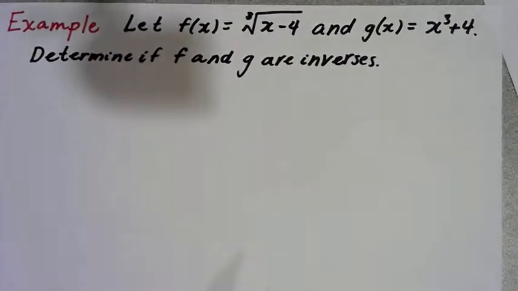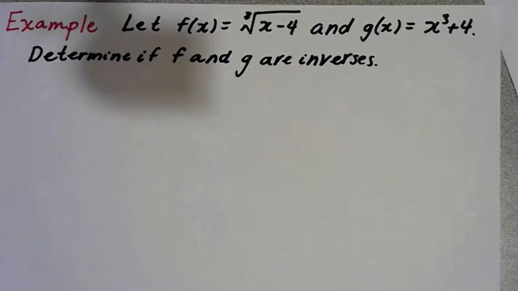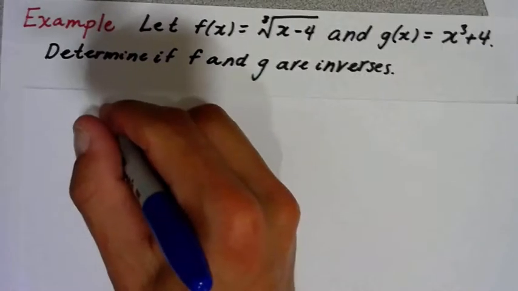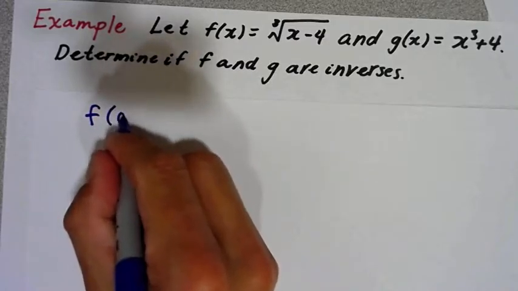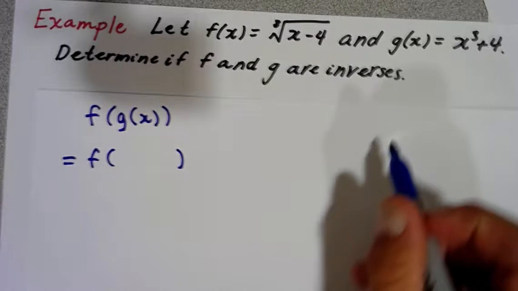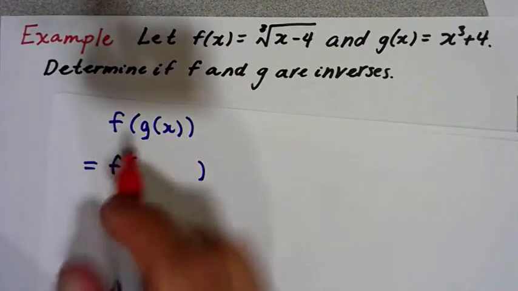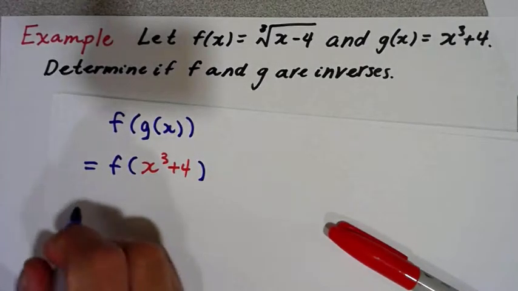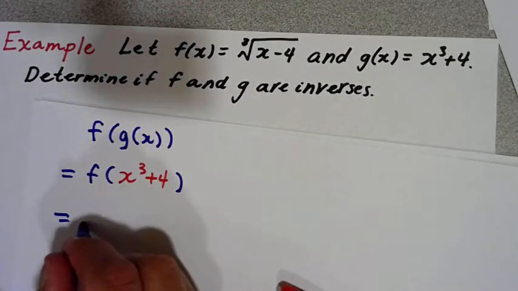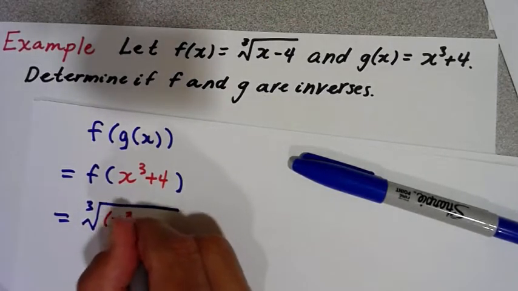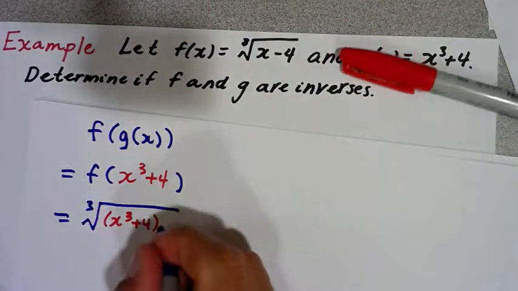Let f of x equal the cube root of x minus 4, and g of x equal x cubed plus 4. Let's determine if they're inverses. Again, we start with the composition, f of g of x. We know that g is x cubed plus 4, so we plug x cubed plus 4 into f. F is the cube root, so we have the cube root of x, where x is now x cubed plus 4, and then the minus 4.